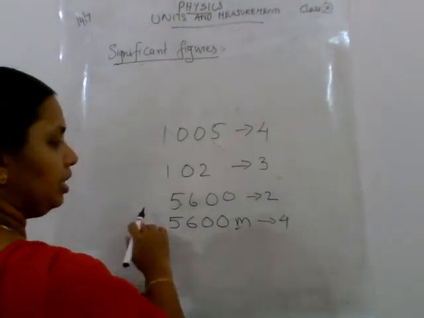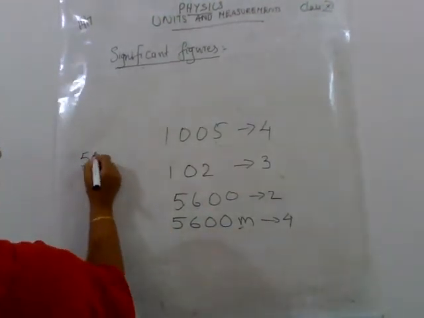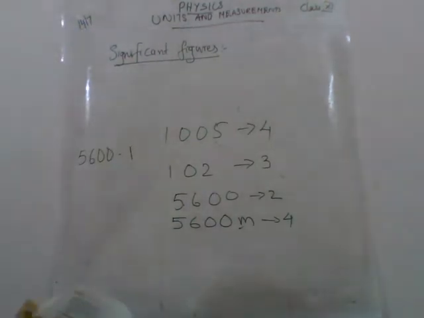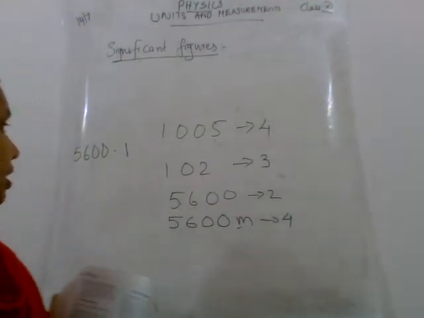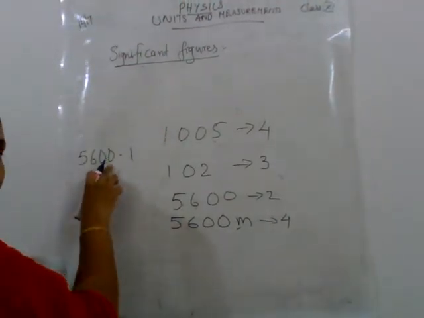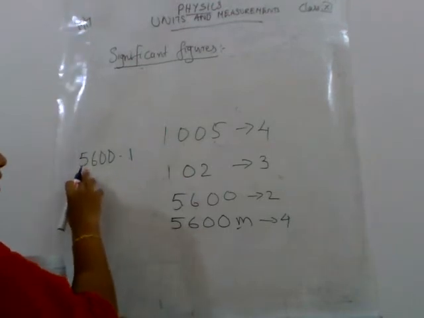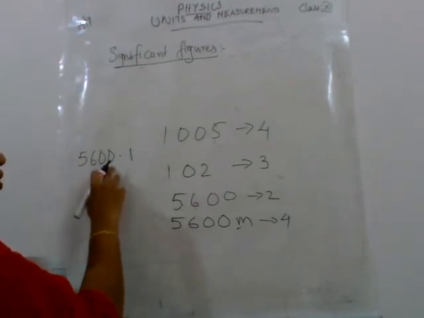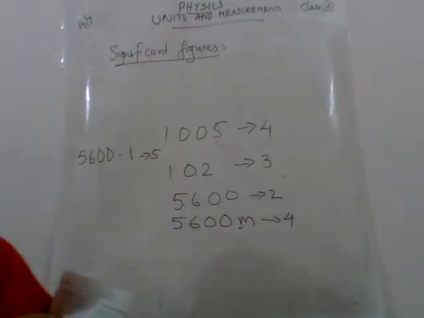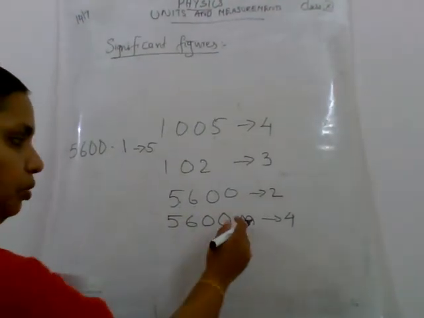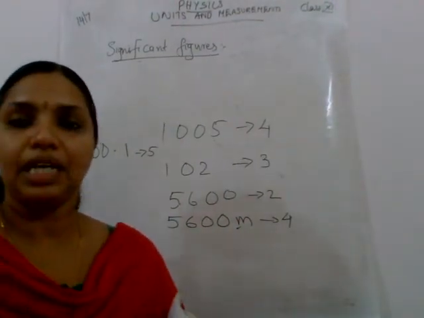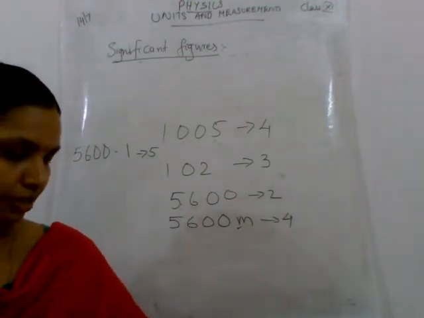Here we are not putting the decimal point, and here see 0.1. Now what is happening here? These zeros you have to consider as significant figures. So here how many significant figures are there? 1, 2, 3, 4, 5. There are 5 significant figures. When the unit comes or the decimal point comes, you have to consider zeros as significant figures.